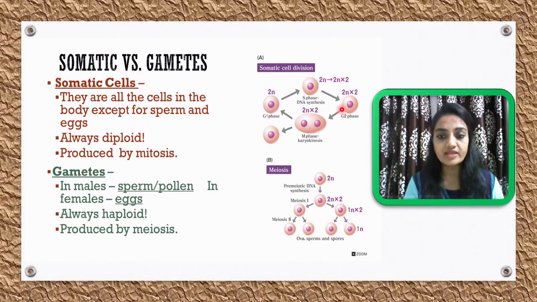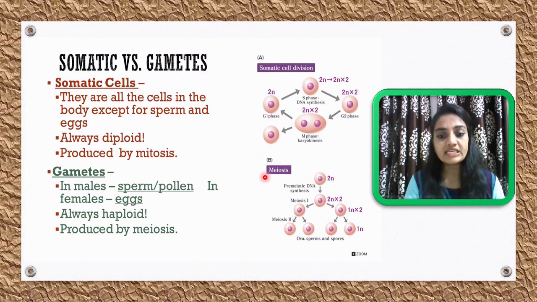Then in the G2 phase, double the content of DNA will be found. And after the M phase, both the cell and nucleus will be divided by karyokinesis, and two daughter cells will be formed. They will have 2n, so they are diploid daughter cells.